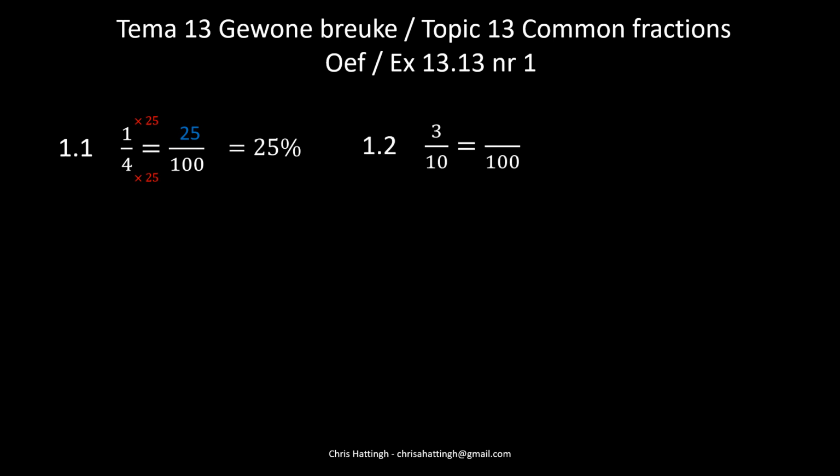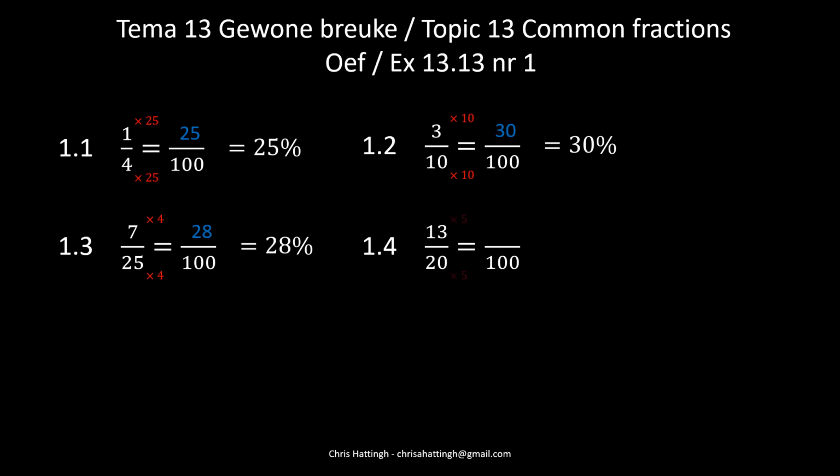Number 2, 3 over 10. You're going to multiply 10 by 10 to get 100, so you need to multiply the 3 to get 30. 30 over 100 is 30%. Number 3, 7 over 25. You're going to multiply 25 by 4 and 7 by 4. That will give you 28. So 28%.